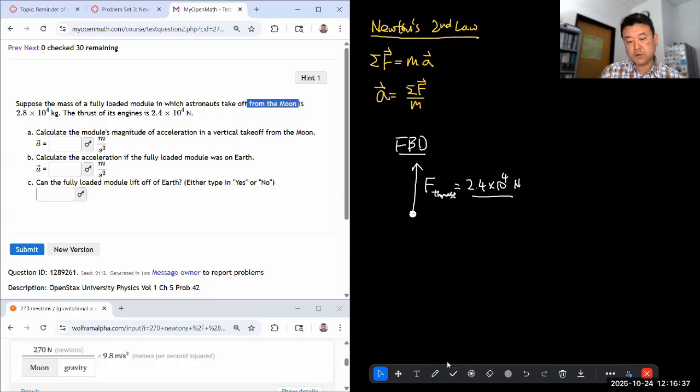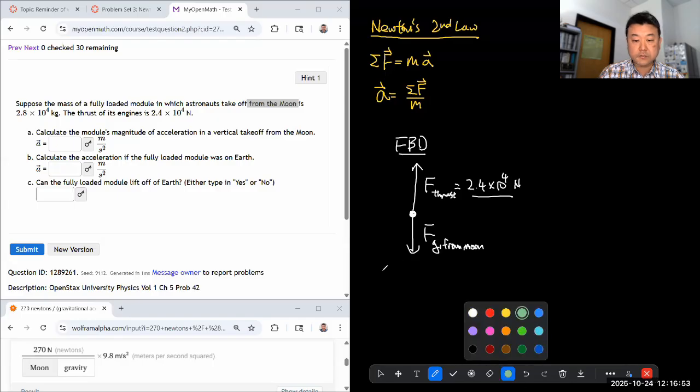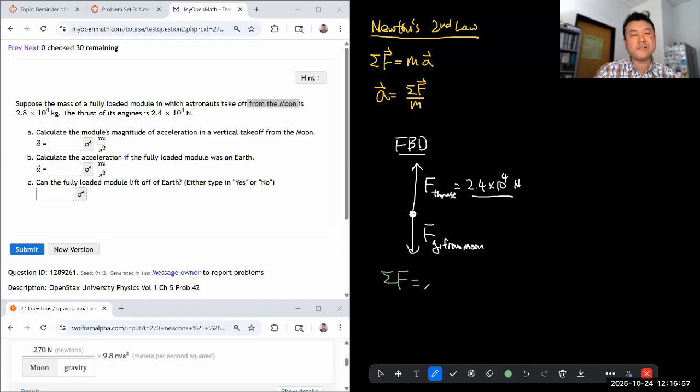So you have to take into account gravitational force from the moon. Once you work this all out, then you write down the net force equation. Net force. Let's say upward is positive. I'm going to assume the thrust force is enough to get it to accelerate upward. So it should be F thrust minus gravitational force from the moon. That should be equal to mass times acceleration.